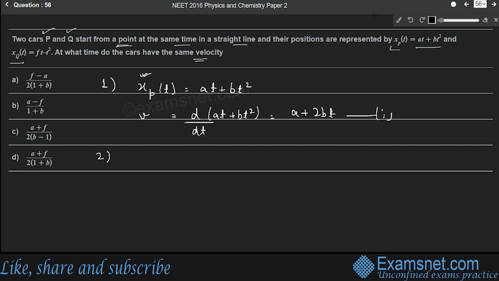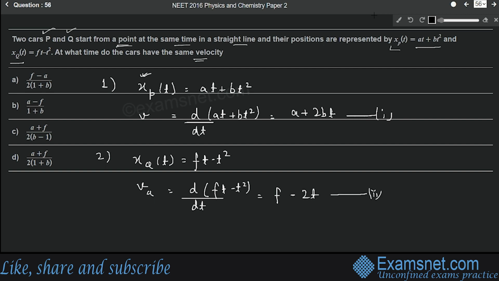Now for the second car, xq(t) equals ft minus t square. f is also a constant, right? So what will be the velocity for q? It will be d(ft minus t square) upon dt. So on differentiating it, we'll get f minus 2t, right? This is equation number 2.